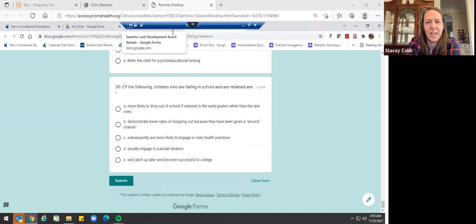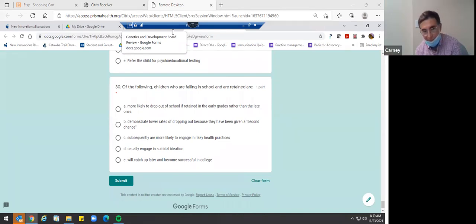Subsequently more likely to engage in risky health practices. I do not know the data on that, but I would assume, sure. And usually engage in suicidal ideation. I don't think that we know that. And certainly usually in suicidal ideation would seem to be a very drastic statement. And then we'll catch up later and become successful in college. They actually have a lower rate of going to college. So I would say, Stalworth, that you said C was the answer. Correct. There you go. C is the answer.